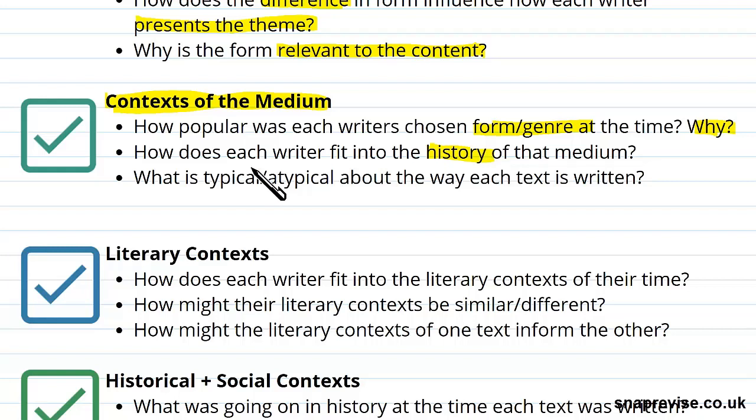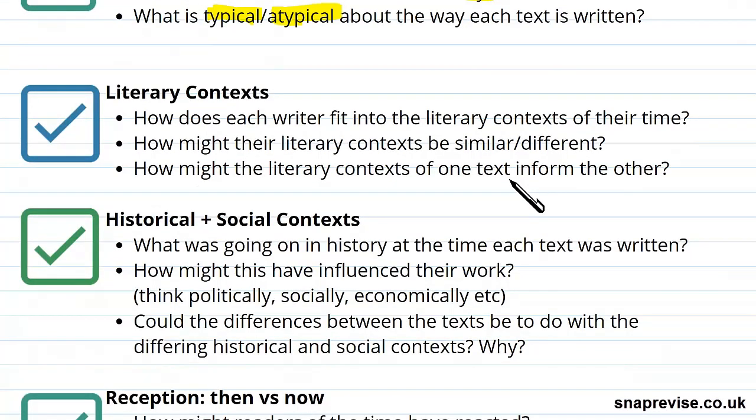And also we have to ask what is typical or atypical. So what have they done that is typical of the medium that they've chosen, and what have they done that goes against this? We then need to look at literary contexts, and these next few are kind of more to do with context than the content of the texts.